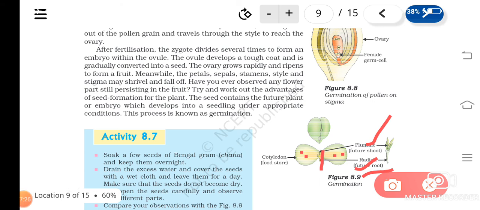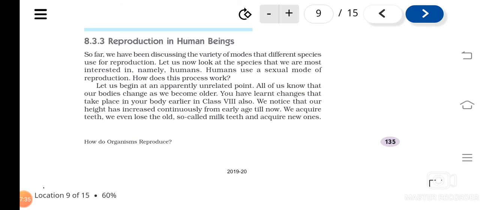The future plant will germinate to give the future plant. Clear? So in this way only plants reproduce. Now we have to study a new topic, that is reproduction in human beings. Till now what we have studied is about plants, isn't it? In humans also, they have a sexual mode of reproduction.